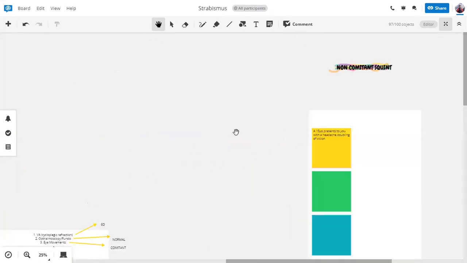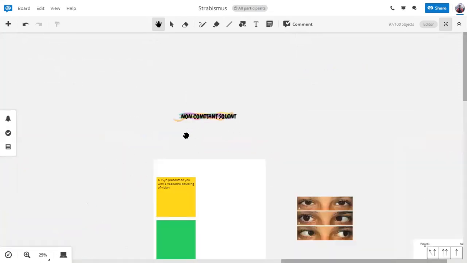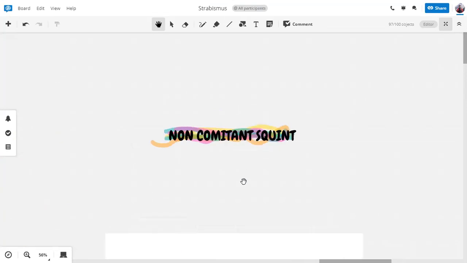The last type of squint is non-comitant squint. So what is non-comitant squint? The misalignment of the eyes doesn't stay the same in all directions of gaze. Exactly. So the eyes are misaligned, that is squint, and non-comitant means that the deviation is not the same in all directions of gaze. So we will see how it's different in different directions of gaze.